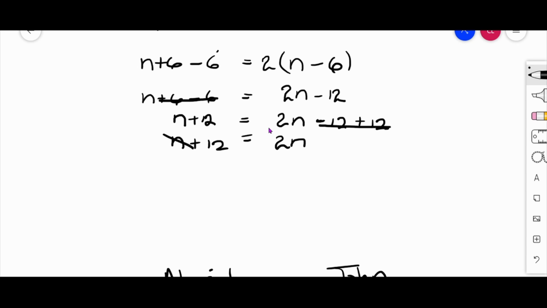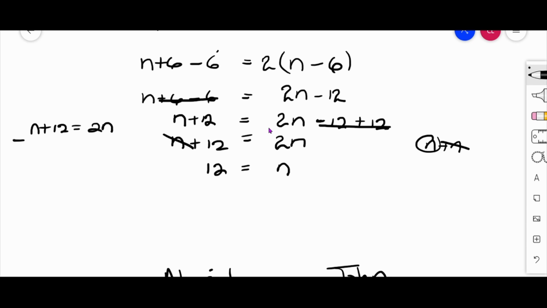So if I take away the n here, I'm going to need to take away n from this side. This is the same as saying this is 2n, because this is n plus n, and if I take out 1, then I'm going to have 1 left. So this will be 12 being equal to n. Or we could put it like this: n plus 12 is equal to 2n.